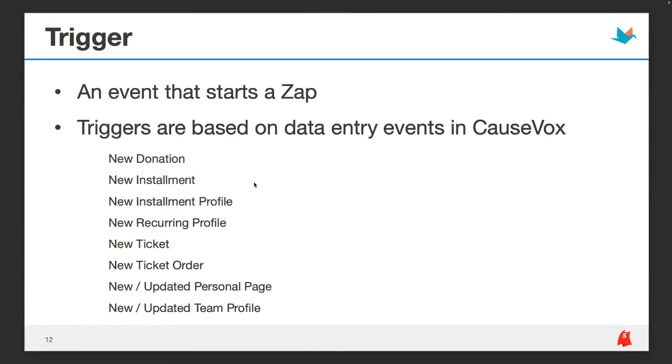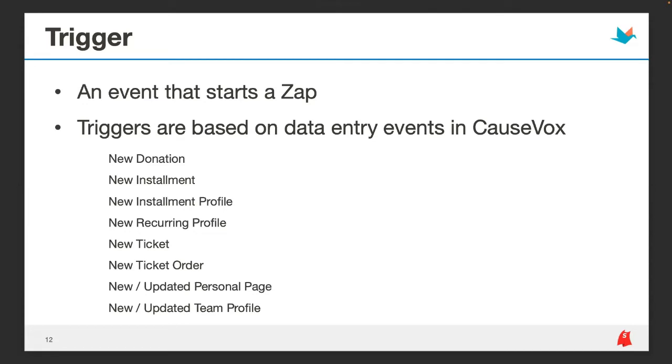Now, a trigger is an event that starts a Zap. When the event happens, the trigger kicks off that Zap or that workflow on the Zapier platform. Each trigger event starts a Zap to run and then completes that subsequent series of actions. For CauseVox integrations, triggers are based on data entry events in CauseVox. So here is a list of the most common ones in the CauseVox Zapier app. What is important to note is that if we have a Zap that's triggering on a new donation, if we receive 3 new donations in CauseVox, our Zap will run 3 times, 1 time for each of those new donations.